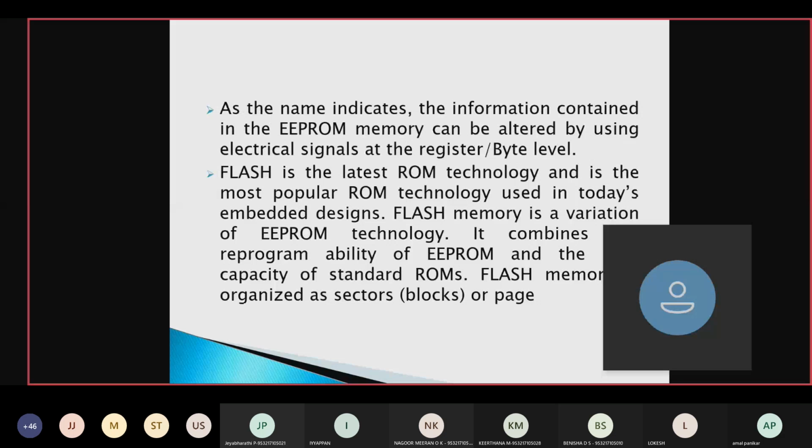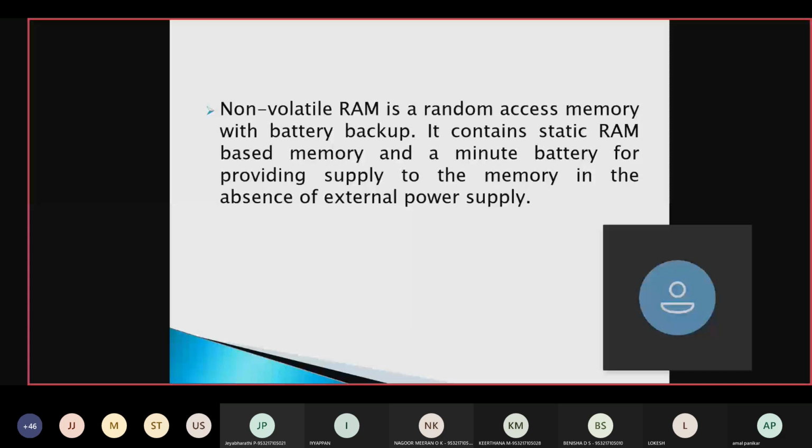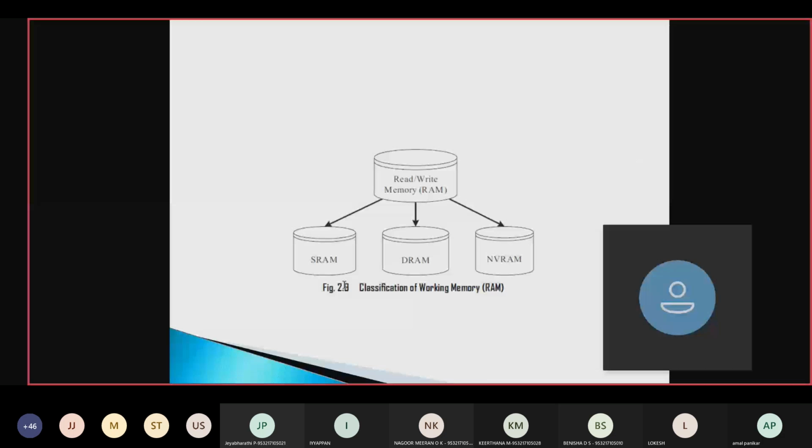Next, we are going to be having a non-volatile NVROM, a random access memory which is going to be having a battery backup. Next, if you see the RAM, the RAM is going to be a read-write memory. We have different classifications: static RAM, dynamic RAM and NVRAM.